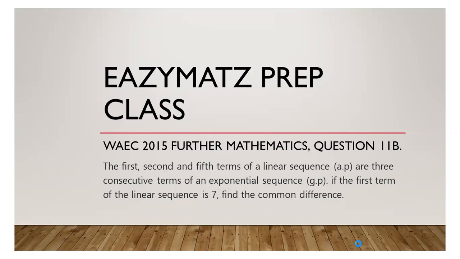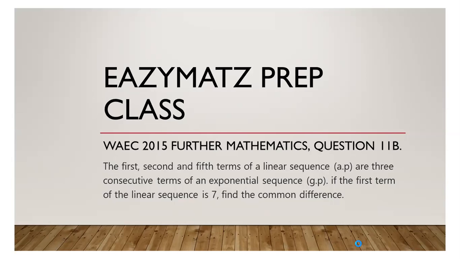Today we're going to be looking at a question from one of the classes I had recently. I came across a question, and I know it might likely give a lot of students a tough time. It's from WAEC 2015, Further Mathematics, question 11B, so you can look at it in your past questions compilation. It says the first, second, and fifth terms of a linear sequence are three consecutive terms of an exponential sequence. If the first term of the linear sequence is 7, find the common difference. So we want to look for the common difference D.